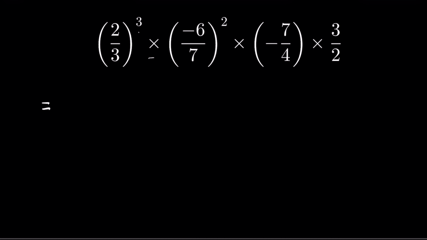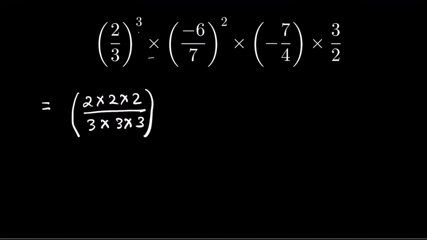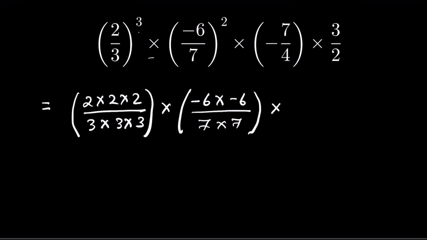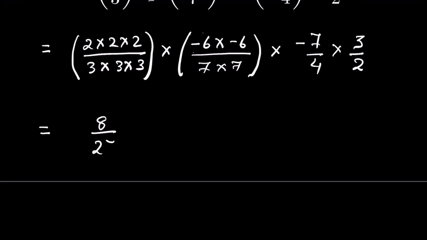2 upon 3 raised to the power 3 means 2 times 2 times 2 upon 3 times 3 times 3, multiplied by minus 6 upon 7 raised to the power 2, which is minus 6 times minus 6 and 7 times 7, multiplied by minus 7 upon 4 multiplied by 3 upon 2. Now here you can see that minus 6 is multiplied twice and minus multiplied by minus gives a positive result. So this is 8 upon 27 times 6 times 6 is 36, and minus multiplied by minus will be plus, so you can remove the minus sign here. 36 upon 49 multiplied by minus 7 upon 4 multiplied by 3 upon 2.